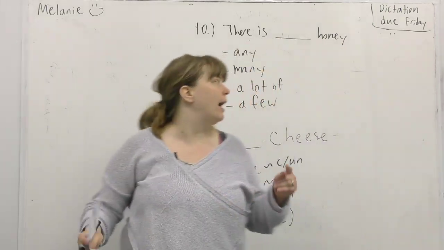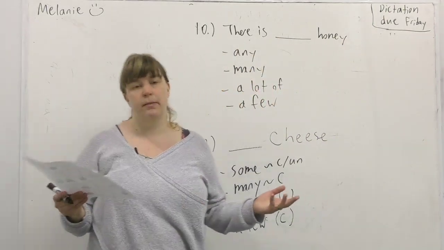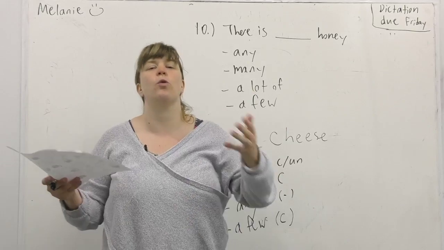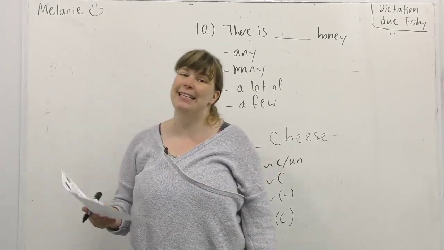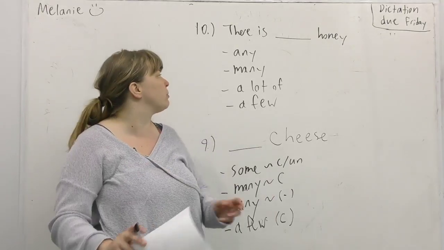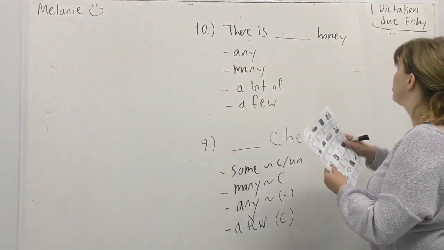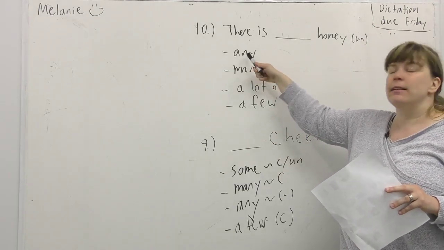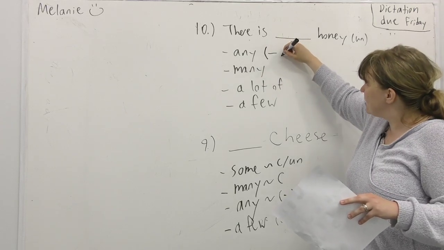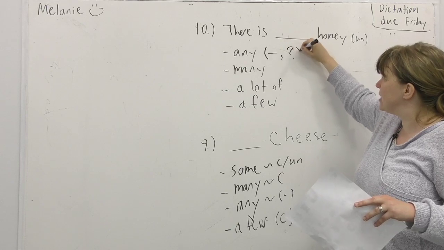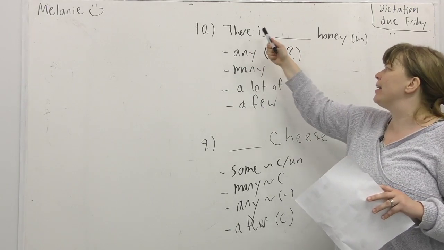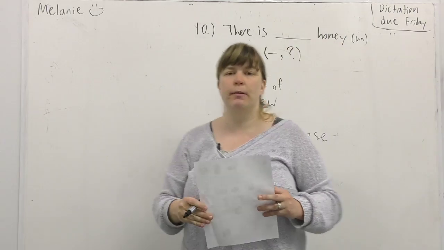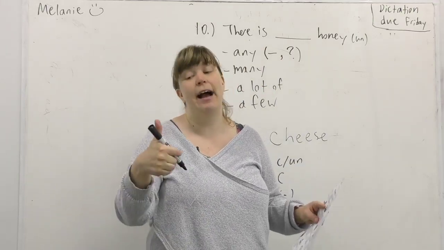Okay, now honey, countable or uncountable? So remember, honey is usually, it's kind of like a liquid, similar to water or milk or juice. So that means honey is going to be uncountable. Okay, so now that we know this is uncountable, any, usually this is used for negative statements or question statements. So there is any honey in the pot? Maybe not. If you're asking a question, is there any honey in the pot? Then yeah, it would be okay.